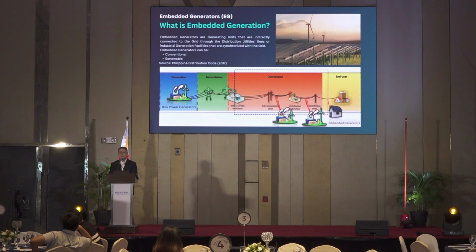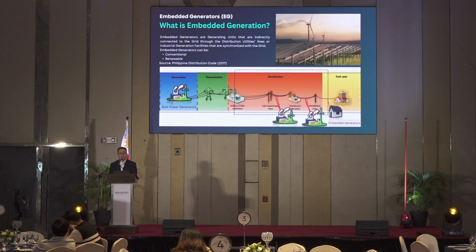And this has given rise to what we call prosumers, or consumers which also produce their own power. Okay, so what is embedded generation? Per the PDC, embedded generators are generating units that are indirectly connected to the grid. Mind you, the Grid with the capital G is actually the national grid. They connect through the distribution utilities' lines or industrial generation facilities that are synchronized with the grid. There are two types of embedded generation: conventional embedded generation and renewable embedded generation.